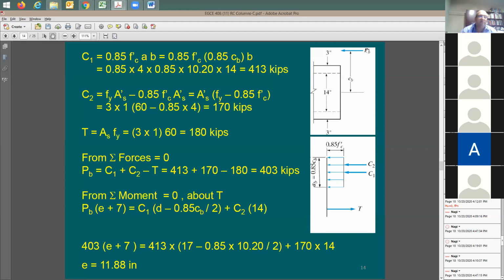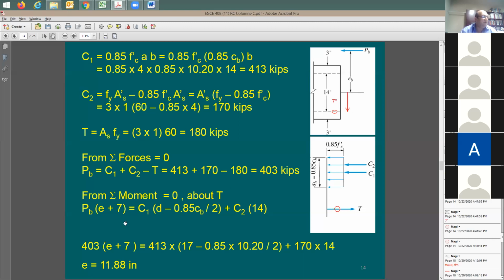How about the moment? Moment, you're going to say moment equals this Pn multiplied by this eccentricity. Do you know how much is eccentricity? You don't know it. So why don't you again take the moment about this point for all the forces, and also about this point? So you can say here, Pn multiplied by EB plus how much? Can someone help me here? How much is this? Yes? 7 inches, right?